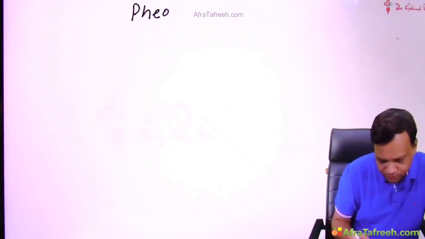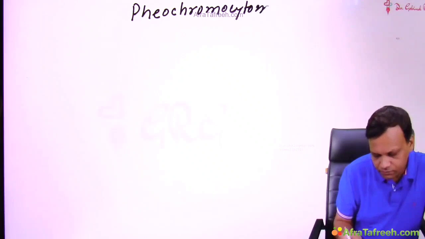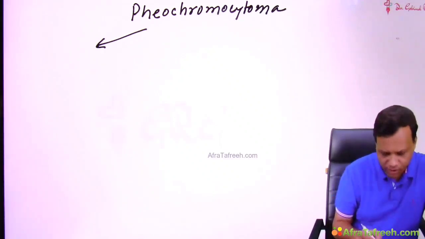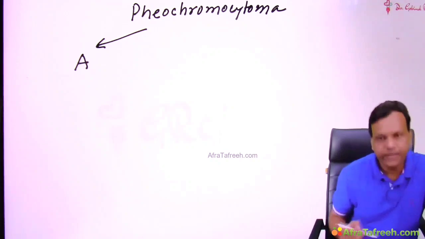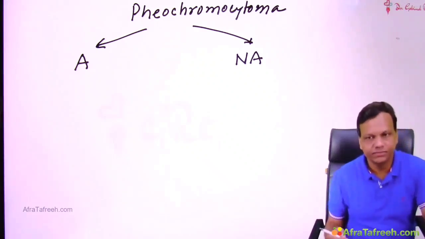Pheochromocytoma is a tumor of adrenal medulla. So there may be two types of patients. One in which the tumor is predominantly secreting adrenaline. Second in which the tumor is predominantly secreting noradrenaline. So two types of patients are there.